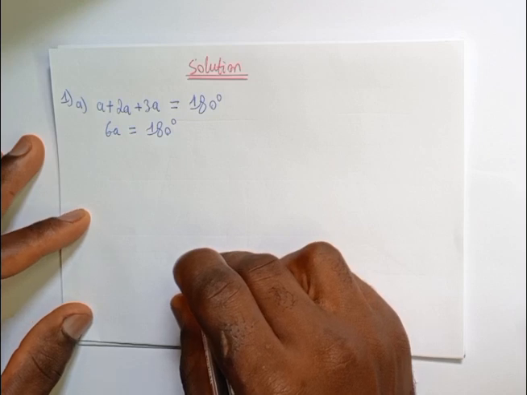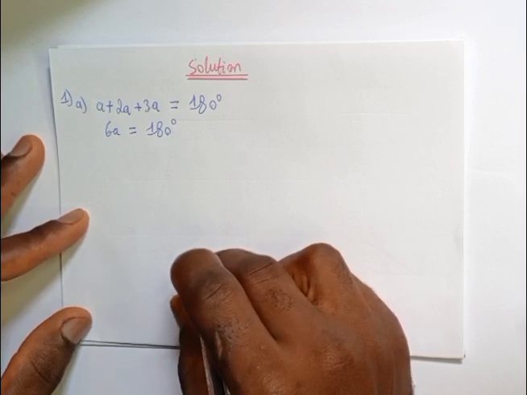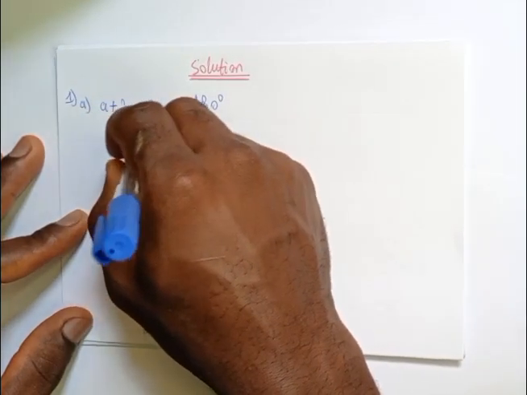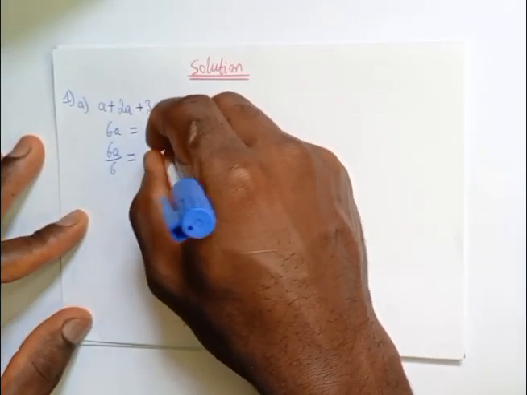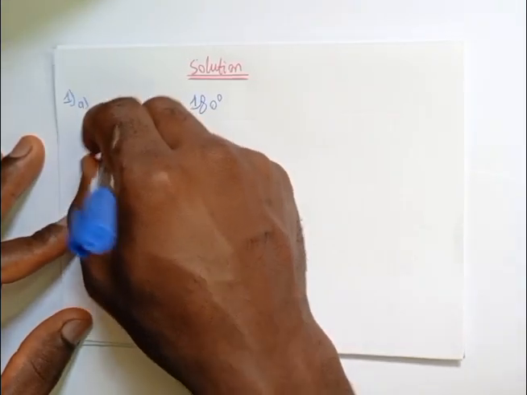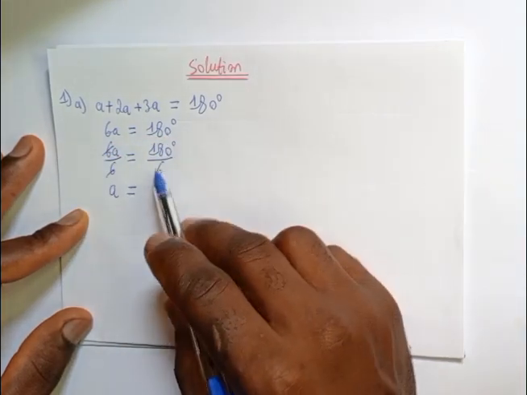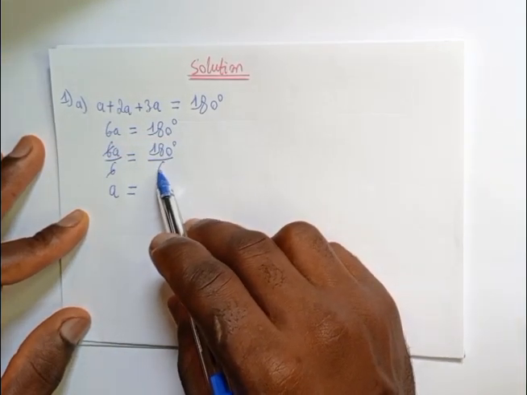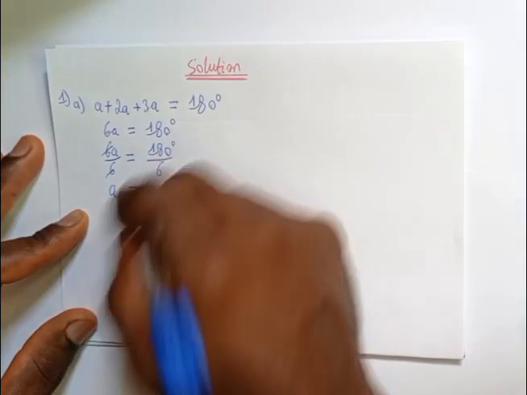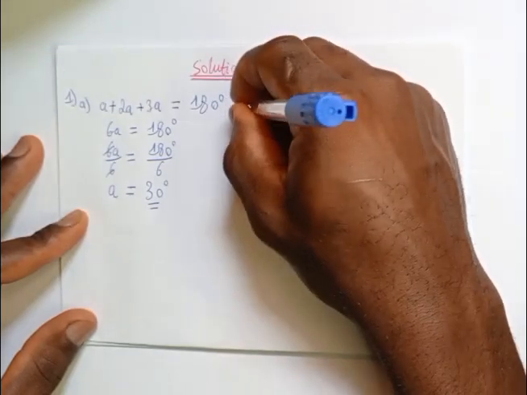Next, for us to get the angle A, we are going to divide all through by the coefficient of A, which is 6. 6A divided by 6 is equal to 180 degrees divided by 6. 6 will strike off 6. This will give us A to be equal to 180 degrees divided by 6 gives us 30 degrees. This is the angle A. Next, we go to B.